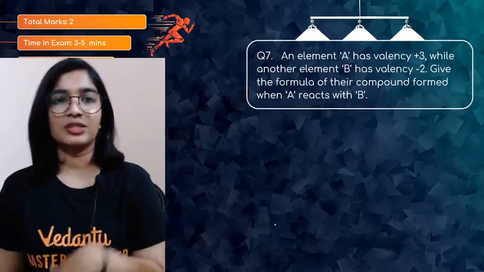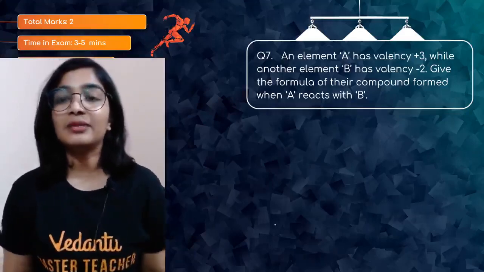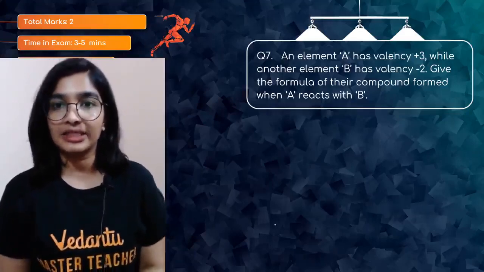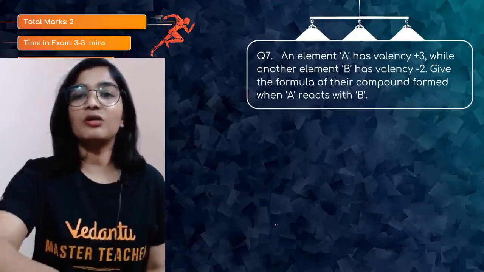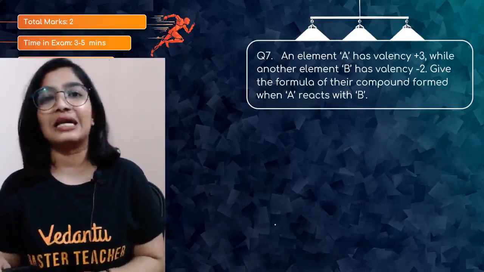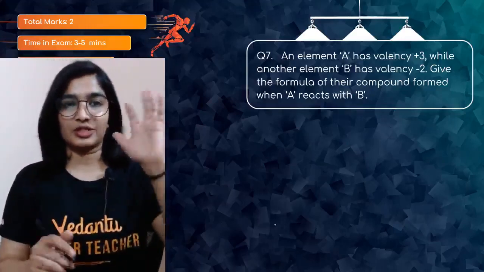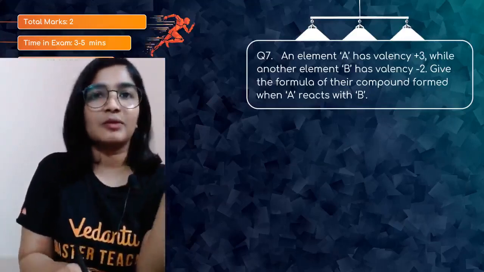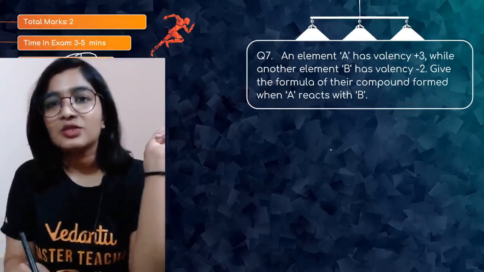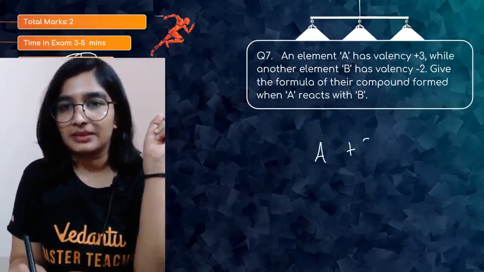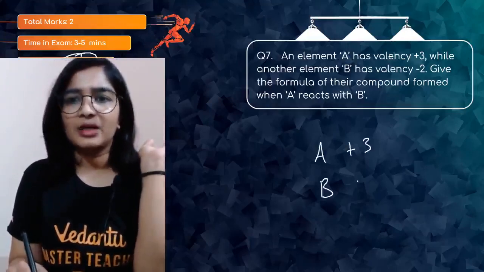The 7th question is for 2 marks. An element A has valency plus 3 while another element B has valency minus 2. Give the formula of the compound formed when A reacts with B. That's the question. In the exam you will get 3 to 5 minutes, but we'll try to solve it within 2 minutes. So A has the valency plus 3, and B will have minus 2.